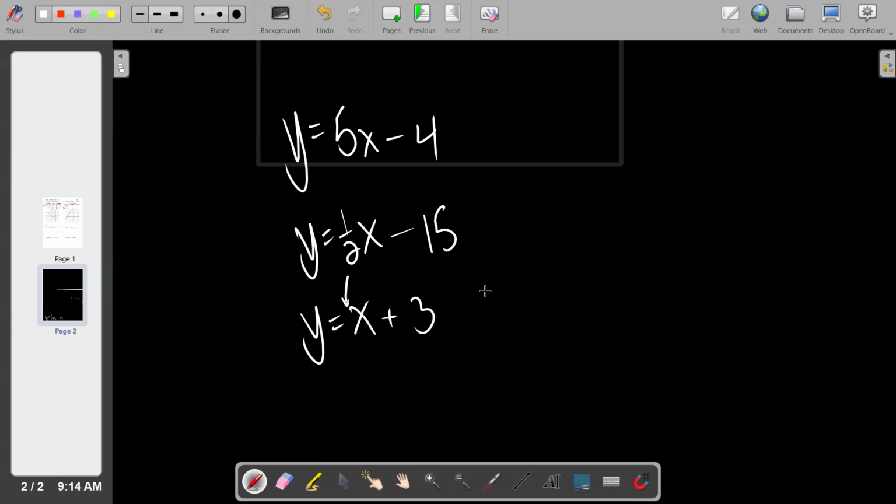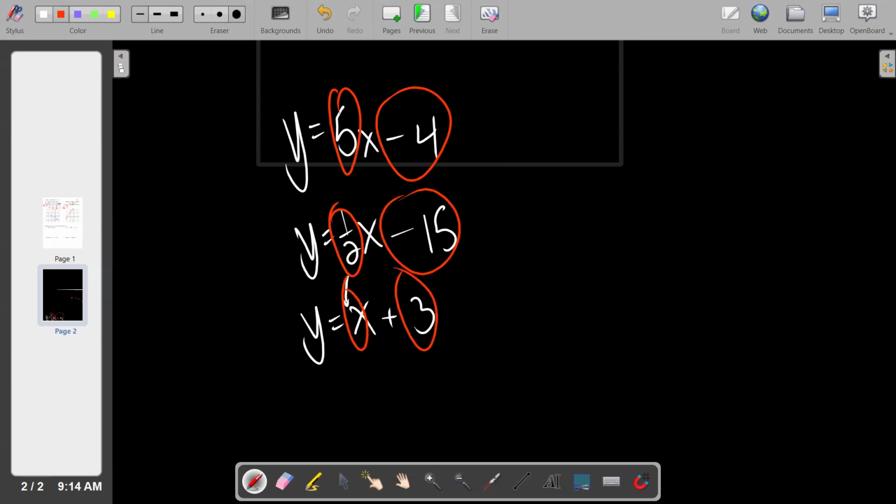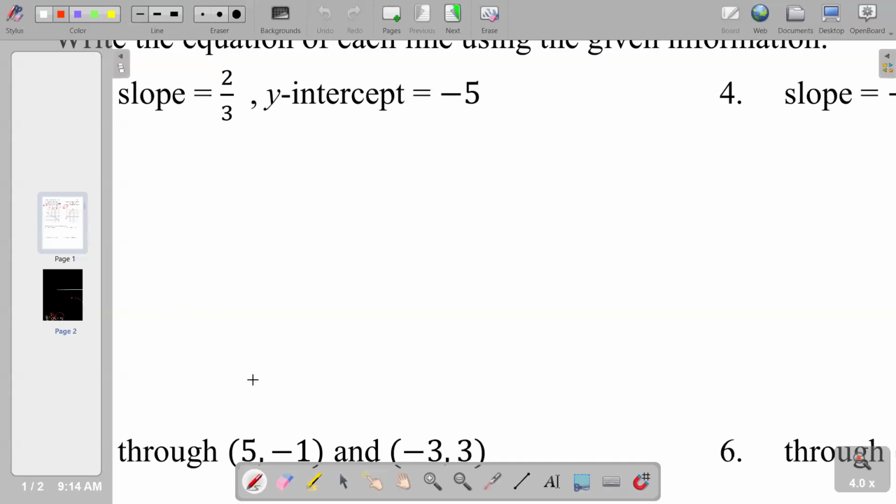So my question to you is, if I keep giving you these equations and asking you for the slope and the y-intercept, you seem to just know that they come from here and here, here and here, here and here, correct? So what's the equation of this line? It does not have to be point slope. I'm sorry, what? 2/3. Oh, yeah, good.